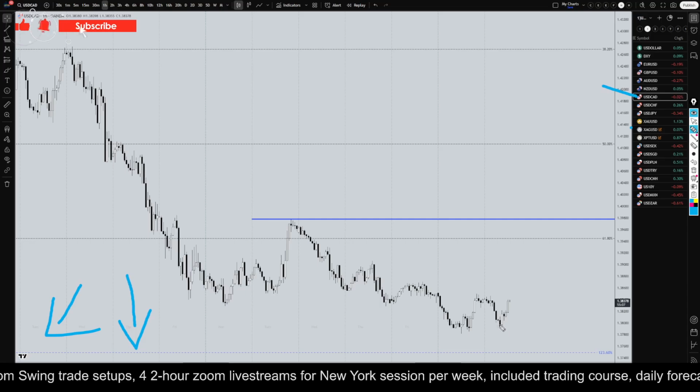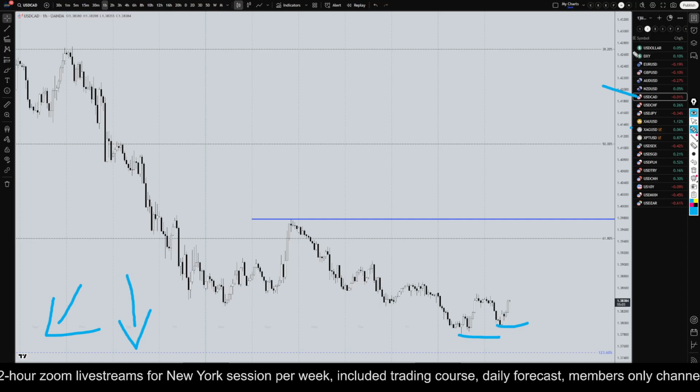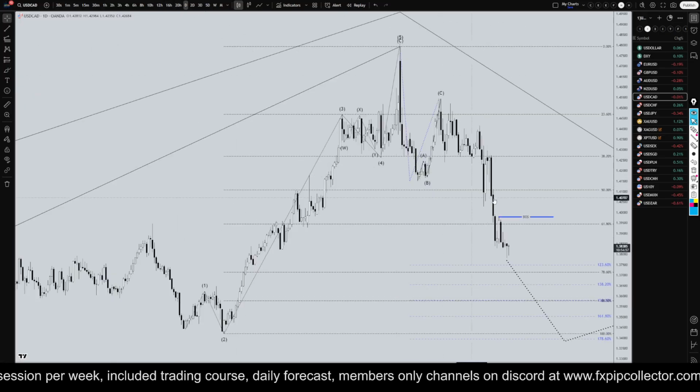So anyways, we do have a little bit of a higher low on the US dollar CAD. We are trying to push up today. We definitely got a little bit of a counter trend move going on with all the dollar pairs. The dollar is definitely still very weak.